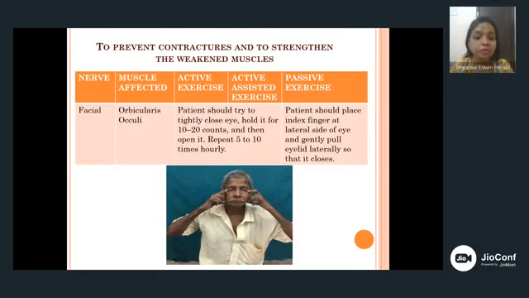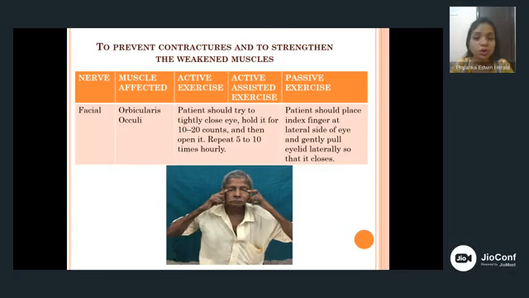Now, what about the facial nerve? I have told you the zygomatic branch of the facial nerve is mainly affected, which supplies the orbicularis oculi muscle. In this, the patient is asked to close the eye tightly and hold it for 10 to 20 counts, then open it, and repeat this exercise 5 to 10 times hourly.